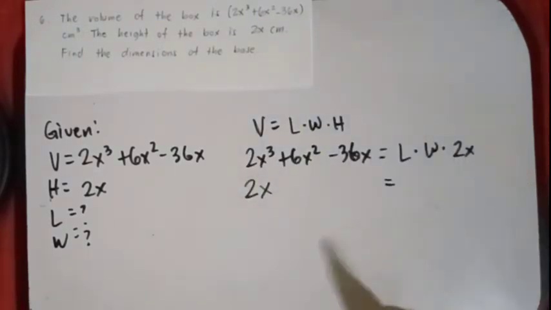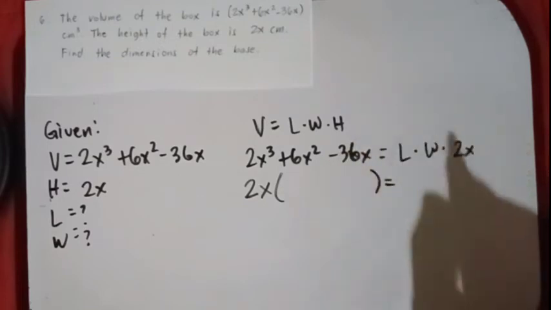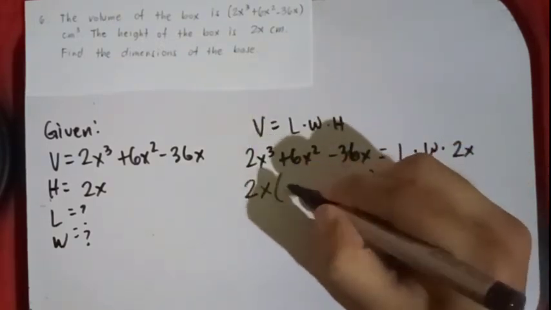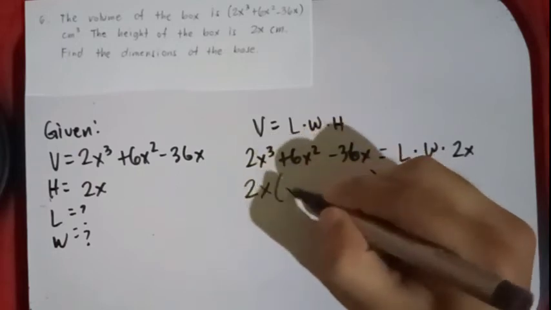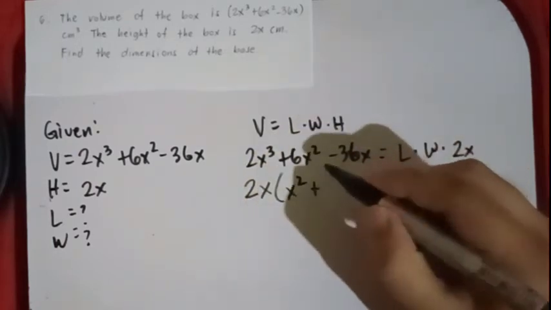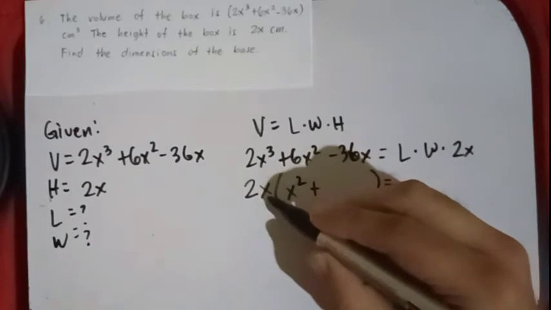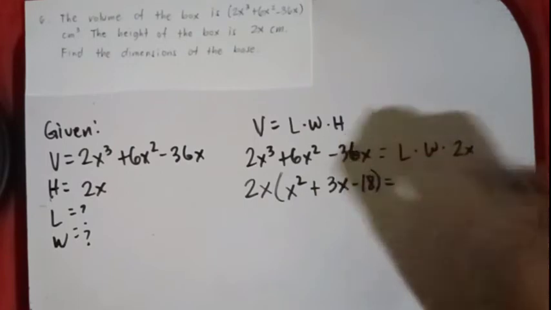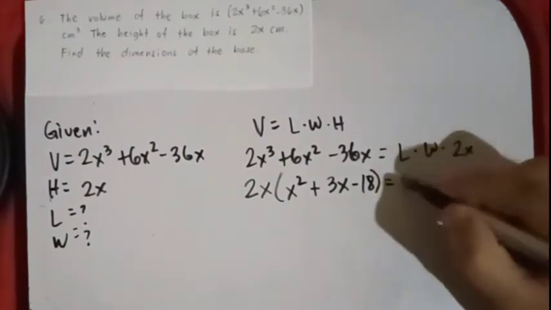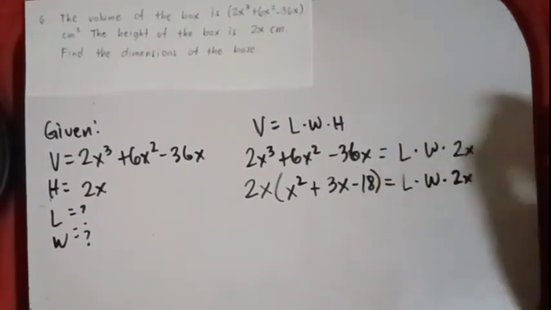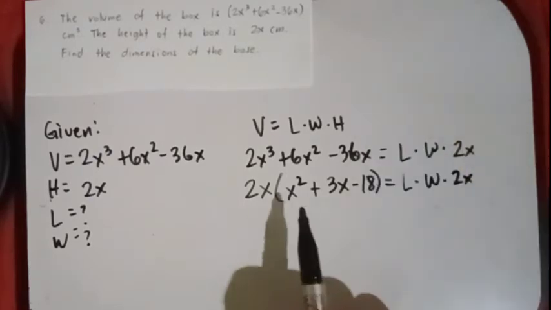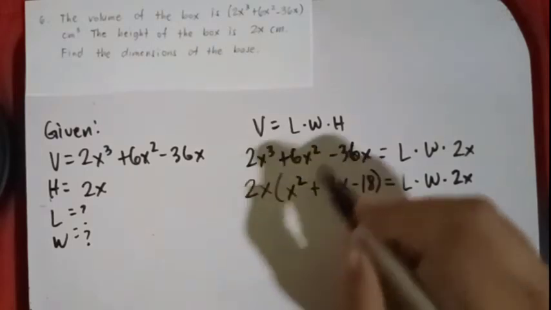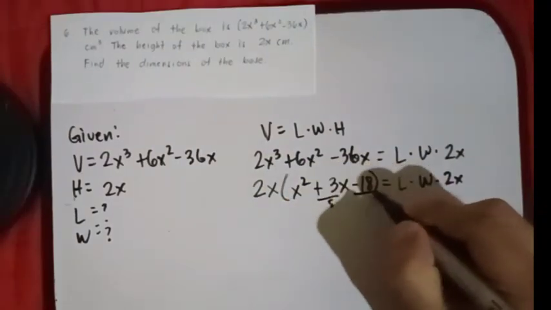2x is our GCF. And then let's write the remaining factors. So, we have 2x cubed divided by 2x, which is x squared, plus 6x squared divided by this is 3x, and then 36 divided by 2 is 18. Then let's copy this. And after that, let's factor out this trinomial. So, this is the sum and this is the product.